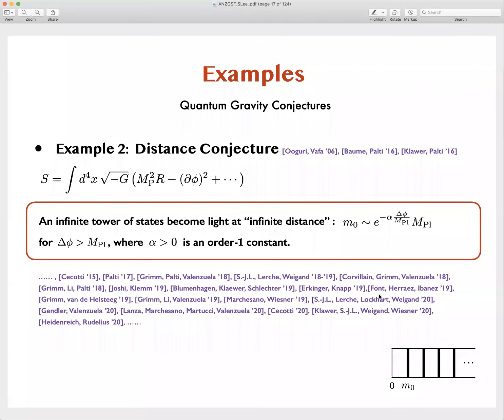The second example is the so-called distance conjecture. Given a quantum gravity theory with a scalar field, we consider traversing an infinite distance in the moduli space. In other words, we consider deforming the effective theory a lot towards the boundary regime of the effective field theory parameter space. Then the claim is that an infinite tower of states should become light upon such an infinite deformation, in fact, in this exponential fashion. An even stronger claim is that this alpha in the exponent has to be an order 1 constant. Again, this claim has been confirmed in many string theoretic EFTs.